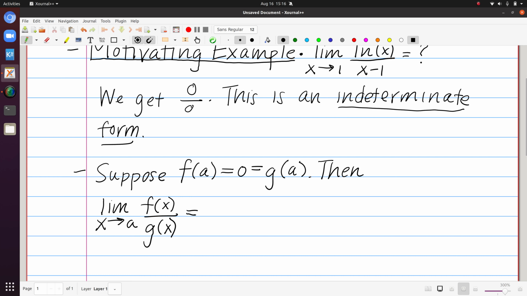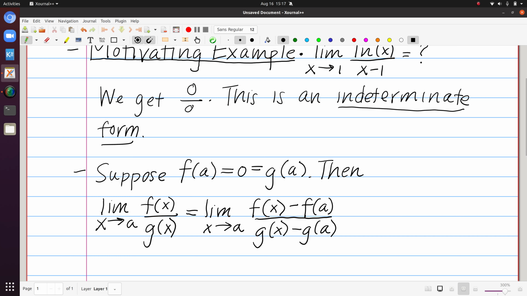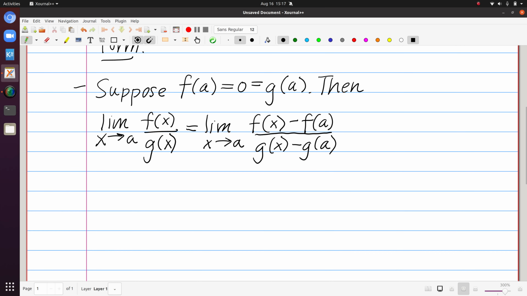So note that this limit I've written here is exactly the same as taking the limit as x approaches a of the function now f of x minus f of a divided by g of x minus g of a. The reason that those are the same is that we've already established that both f of a and g of a are 0, so effectively I'm subtracting 0 from the numerator and from the denominator. The other thing to remember is that if I do the same thing to the numerator and the denominator, so multiply by the same expression, then that will likewise not change the limit.